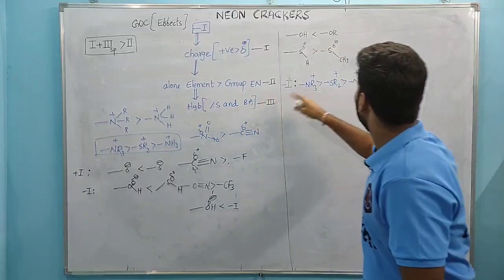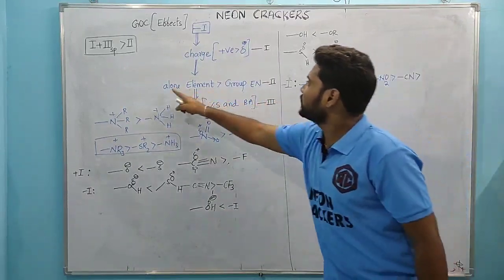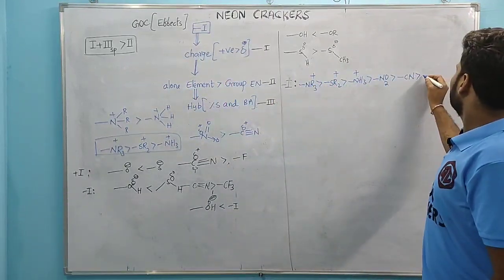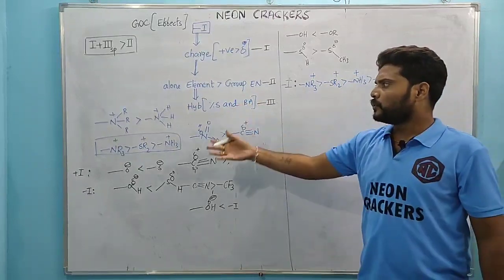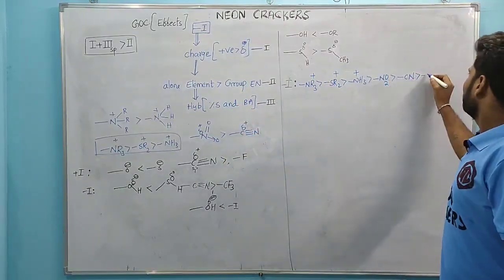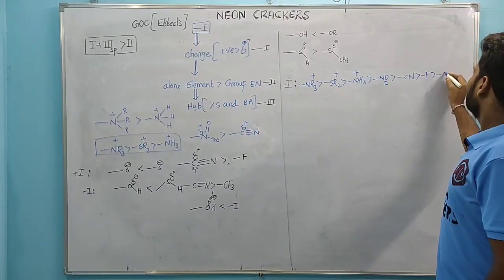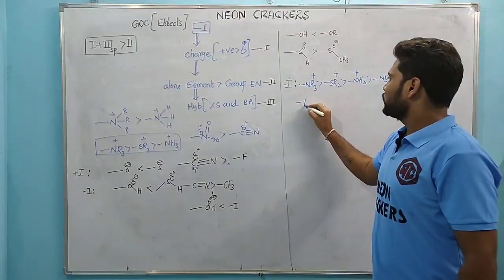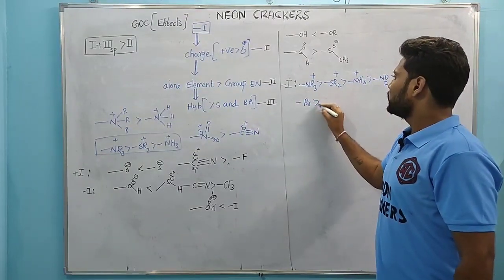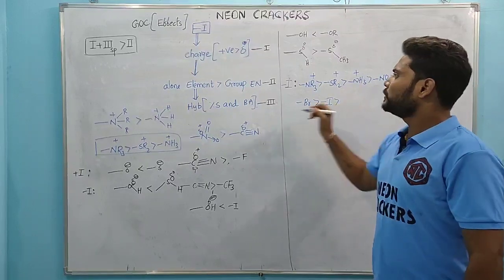Will you get anything here? Partial positive charge, nothing. Next one is elemental. Among halides we know fluoro, chloro, bromo, iodo. So fluorine is more electronegative than chlorine. Next one is bromine. Next one is iodine. That's it. Elemental is over.